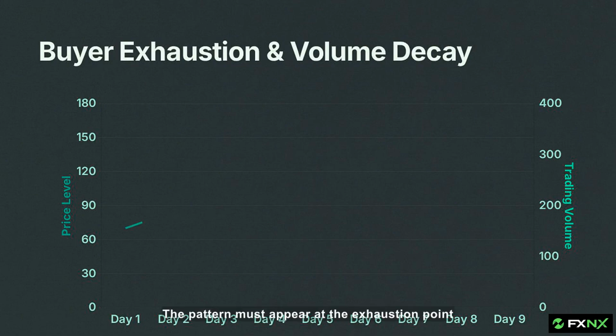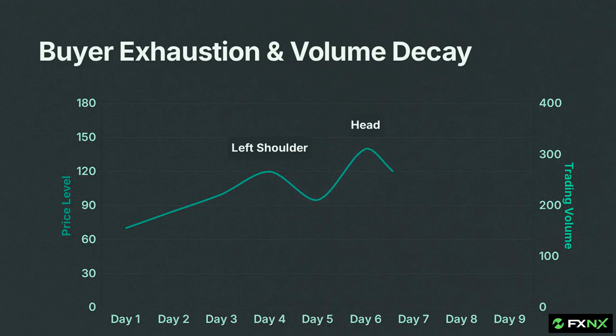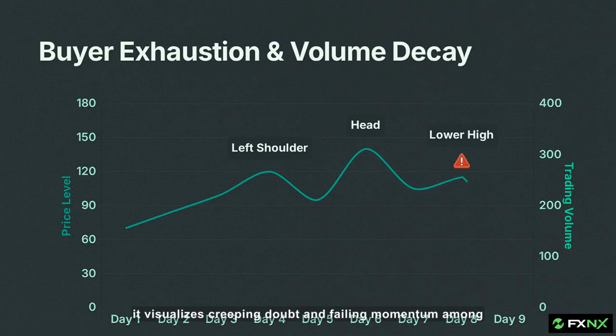The pattern must appear at the exhaustion point of a strong uptrend, a period where prices have been consistently rising. The first peak, or the left shoulder, and the even higher central peak, known as the head, represent the final pushes of market optimism. This is the point where buyers begin losing their grip on the trend. The third peak, the right shoulder, is your primary warning. Because it forms a lower high, it visualizes creeping doubt and failing momentum among the buyers.